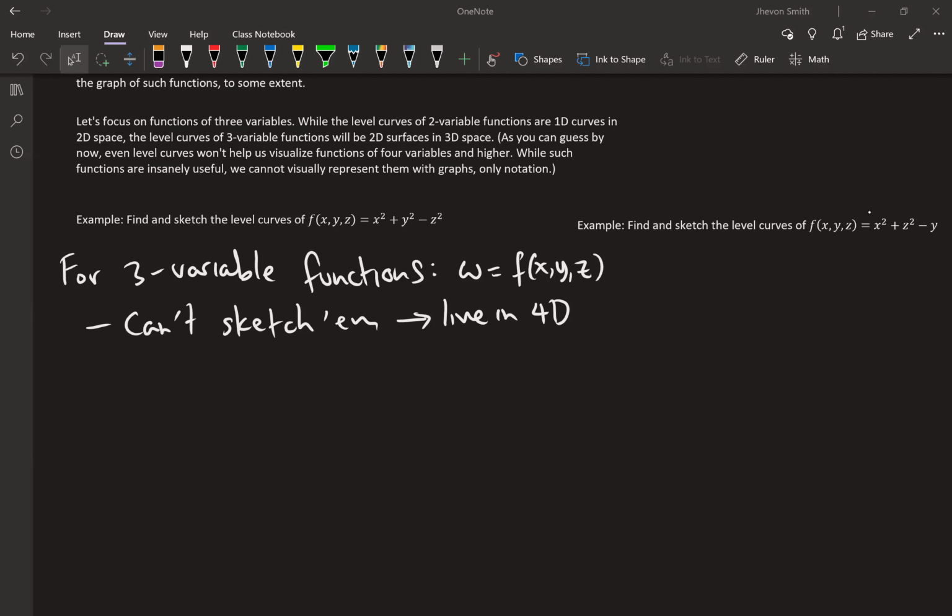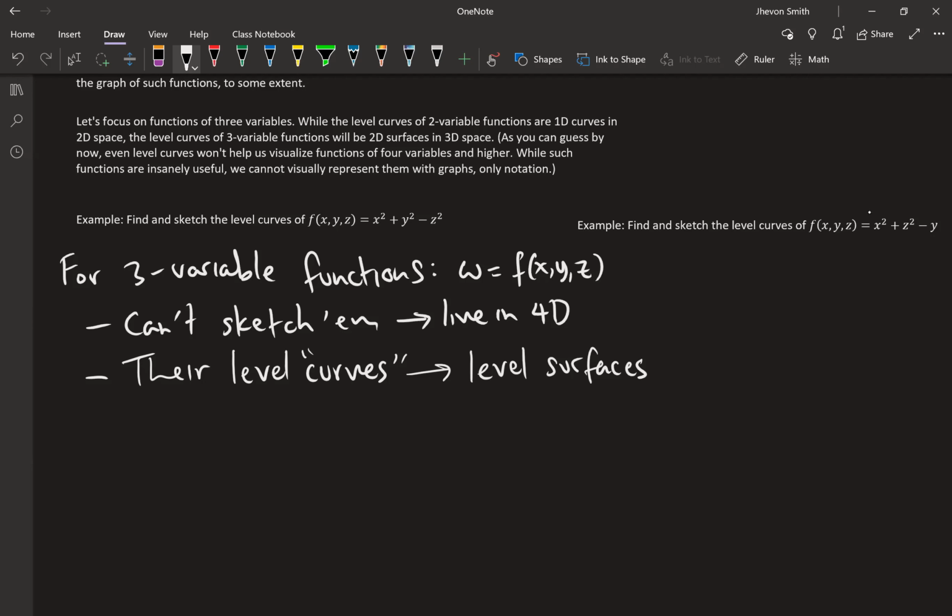However, their level curves, well, they become level surfaces. And they would live in 3D. So when you're looking at a function of 2 variables, the level curves are 1-dimensional objects that live in 2-dimensional space. So once you go up a variable, function of 3 variables, the level curves would become level surfaces. These would be 2-dimensional objects living in 3-dimensional space, and so on and so forth.